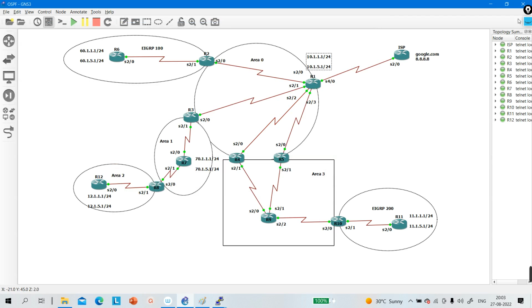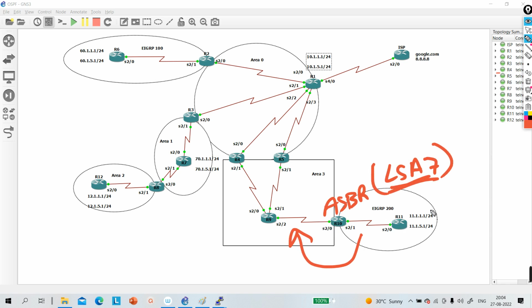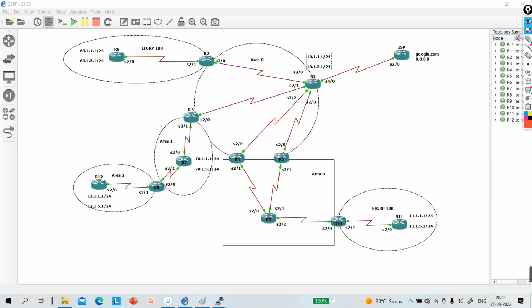Now what will happen? First of all, understand. Now the ASBR router will generate LSA 7 to share external prefixes in the NSSA area. What is the use of LSA 7? LSA 7 will be generated by the ASBR router to share external prefixes in the NSSA area. Earlier the ASBR was generating LSA 5, but in an NSSA area LSA 4 and LSA 5 are not allowed. So that's why the ASBR router will generate LSA 7 to share external prefixes in the NSSA area of the OSPF domain. Okay, now you can verify it.